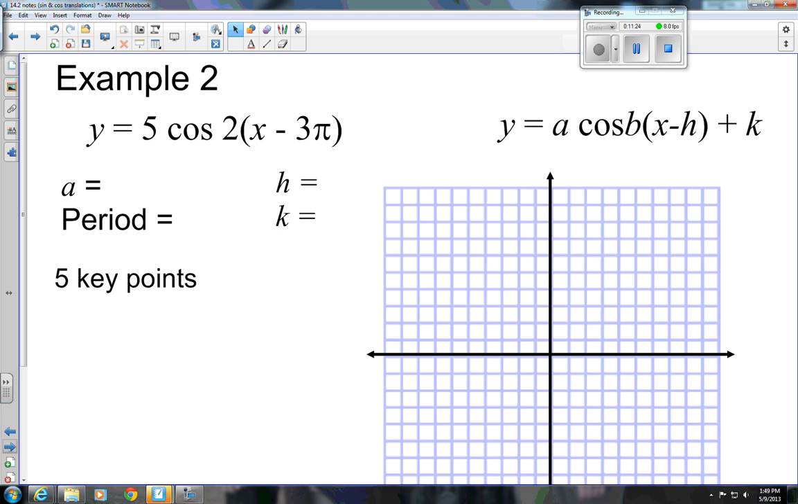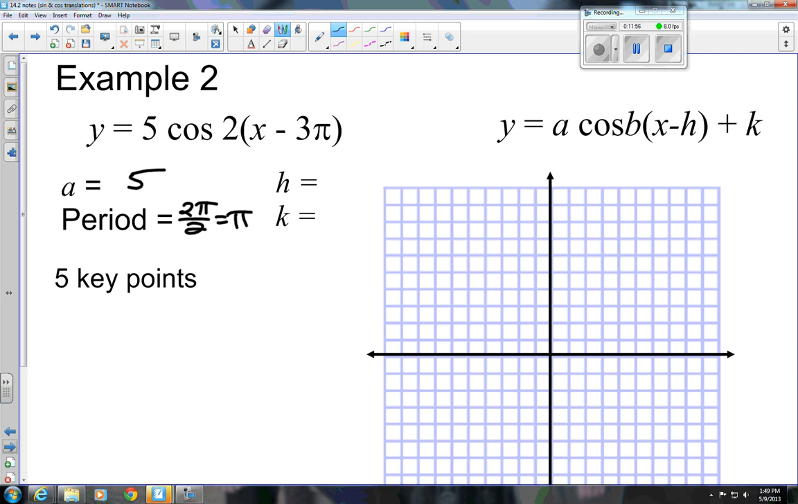Okay. So this one, we're going to look at moving left to right. My second example, y equals 5 cosine 2 parentheses x minus 3 pi close parentheses. So on the side I put my general form of the equation just so we can be looking at it. Then what's my amplitude here? Okay, and my period, 2 pi over pi, which gives me pi.